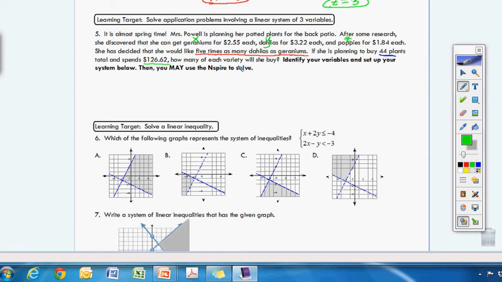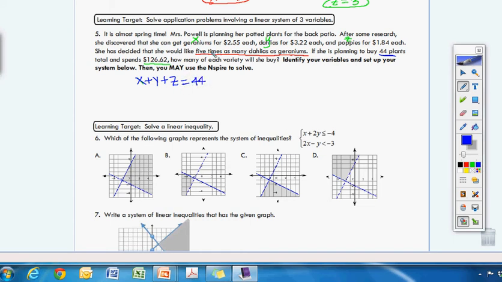Okay, so we have 3 different ideas here. We have a variety of plants. We have a certain amount of geraniums, a certain amount of dahlias, and a certain amount of poppies. But we're going to come up with a total of 44 plants. So the first equation is our basic one, I'll change this to blue. Here is x plus y plus z equals 44.